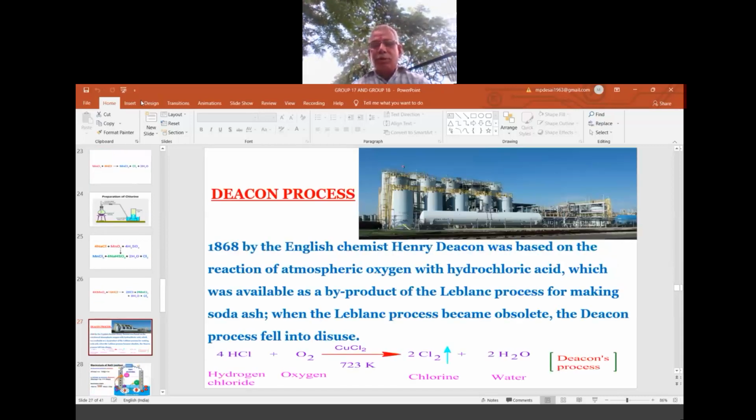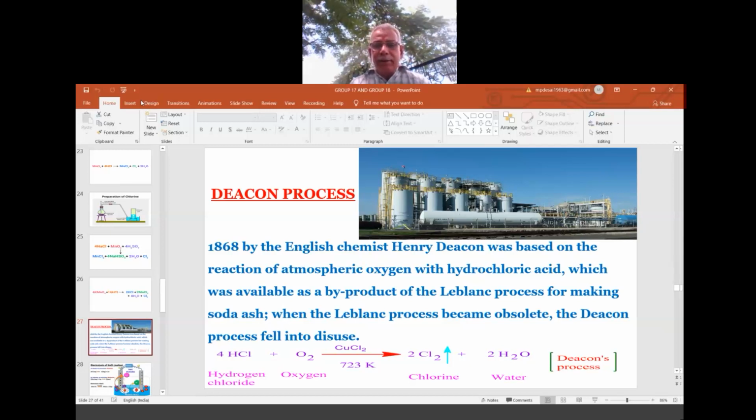Now this is most important from an exam point. The Deacon process, by the English chemist Henry Deacon. He made use of atmospheric air or oxygen in the presence of copper chloride and those conditions. The equations are given at the bottom. Using that equation, he prepared chlorine gas and collected it.